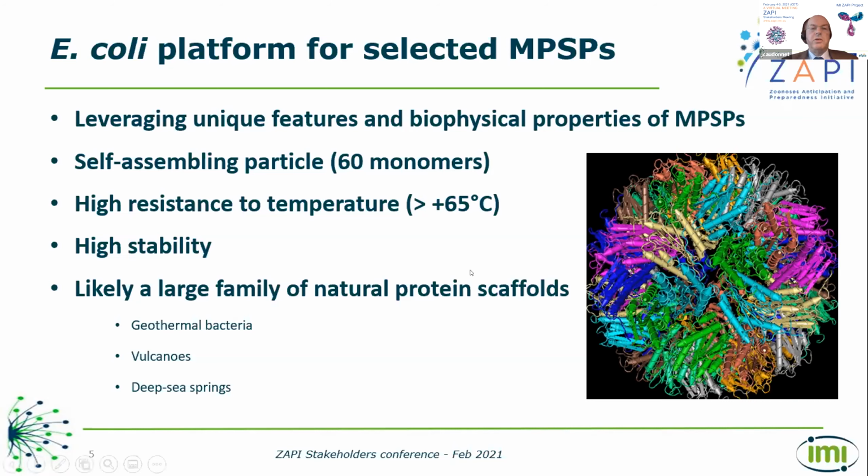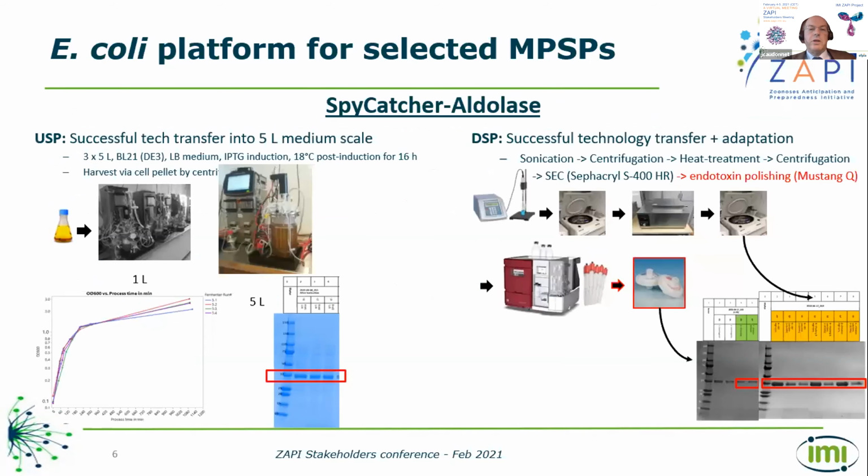Typically, they have a high resistance to temperature, more than 65 degrees Celsius, and some of them can stand boiling because they come from thermophilic bacteria living in volcanoes, geysers, and deep sea springs, and use a high stability. And it is likely a very large family of natural protein scaffolds, and we know just a few of them so far. So it's also a source of innovation for the future. So Alex, the floor is yours now.